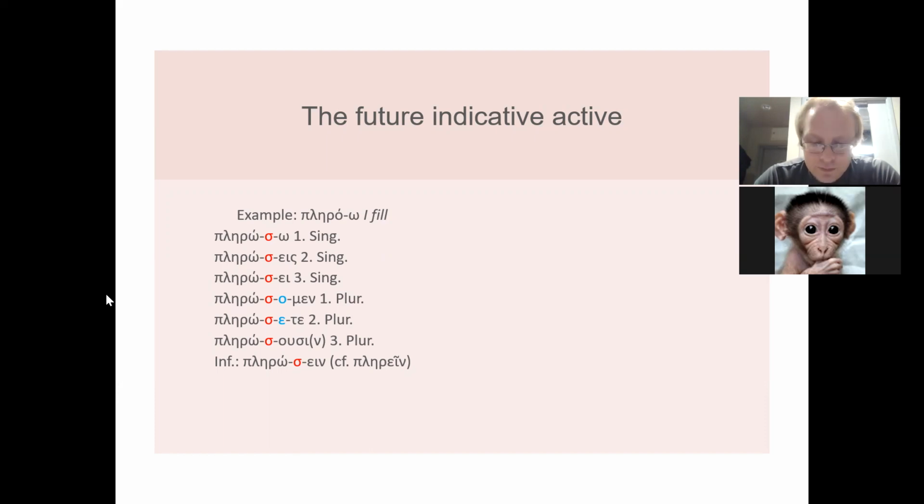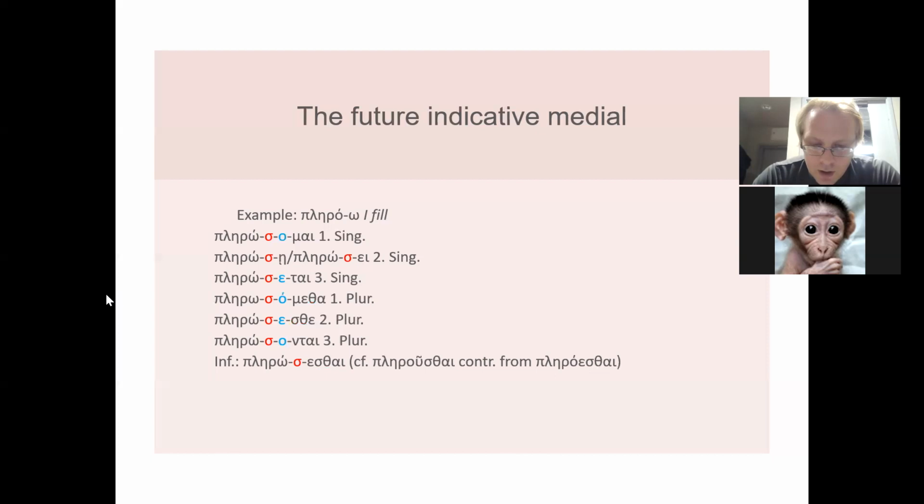But let's take the medial forms next. The endings here are also identical with the present tense, so that we get plerosomai in the first person singular, pleroseai or plerosei in the second person singular, plerosetai in the third person singular, plerosometha in the first person plural, plerosesthe in the second person plural, and plerosontai in the third person plural.